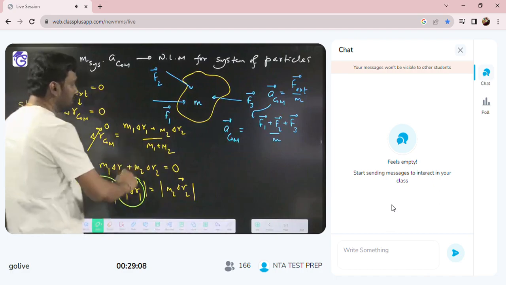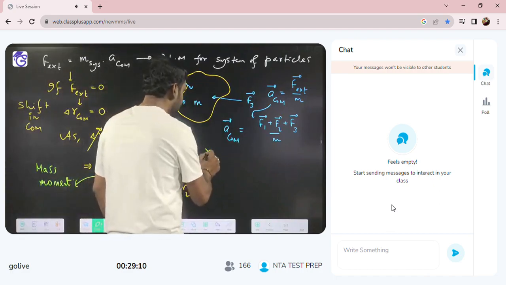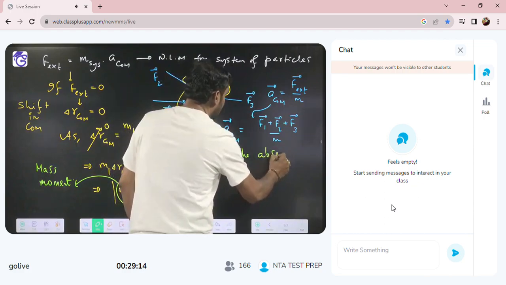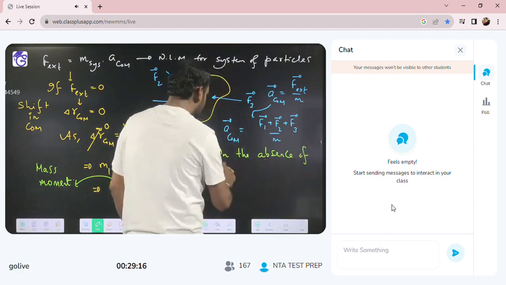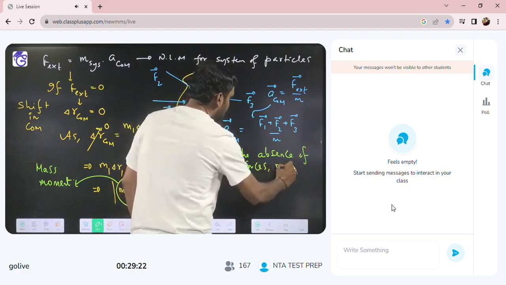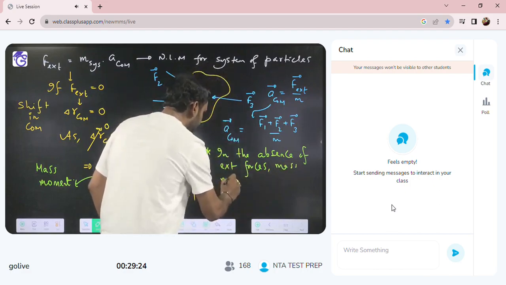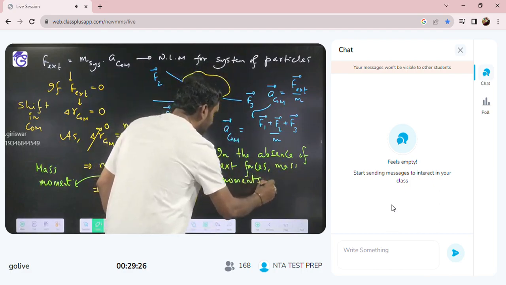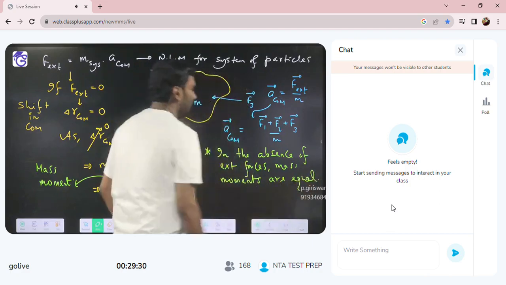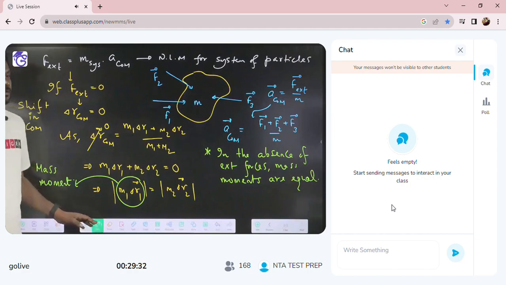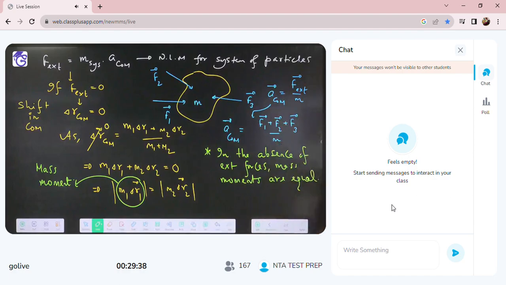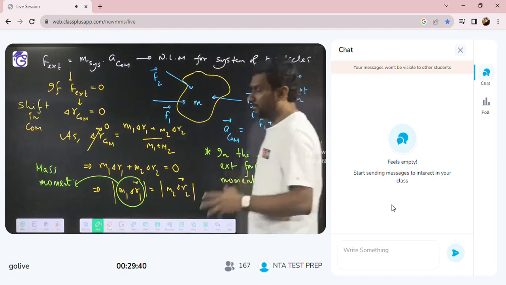And the conceptual part that we need to remember is that in the absence of external forces, mass moments are equal. In the absence of external forces, mass moments are equal. Very, very important concept. We need to understand. We have discussed already previous day. Please have a look at it.